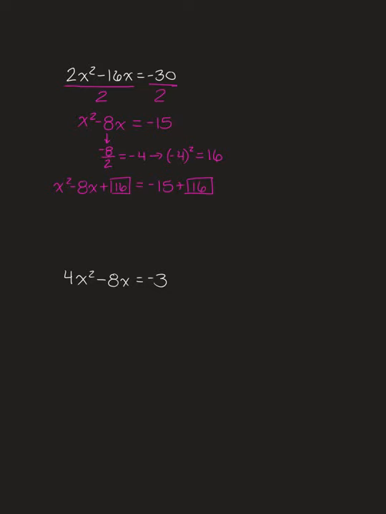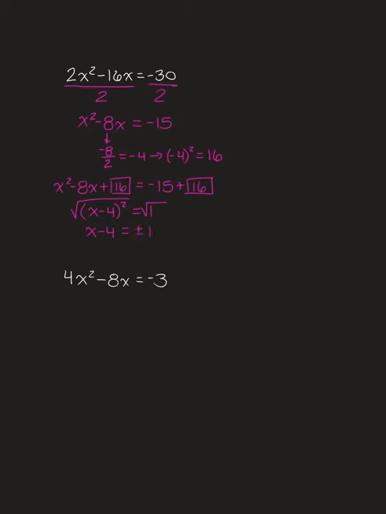Now, if you notice this answer right here, whenever you divide your b in half, that is actually what your factored form is going to be of your perfect square trinomial. So since it's negative 4, you will have x minus 4 squared. And then negative 15 plus 16 is a positive 1. Take the square root of both sides. You get x minus 4 is going to equal plus or minus 1.